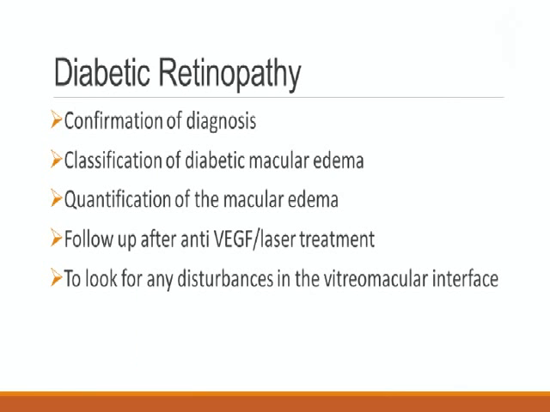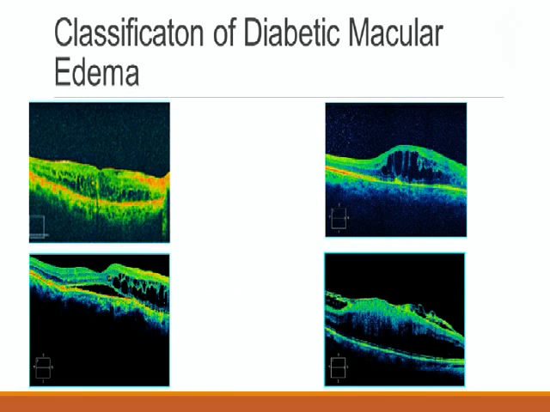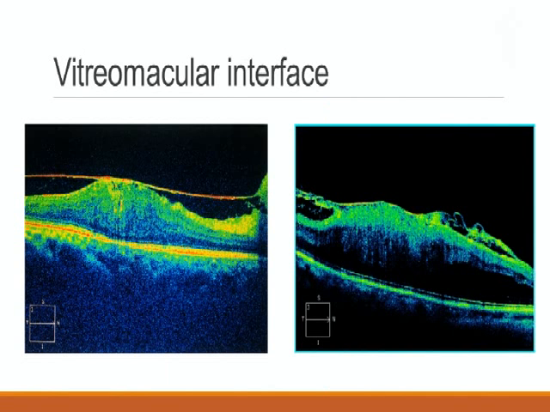In diabetic retinopathy, it helps us to confirm the diagnosis of diabetic macular edema. It helps us to classify the diabetic macular edema, quantify the macular edema, and follow up the patient after anti-VEGF or laser therapy. It also helps us to look for any disturbance in the vitreomacular interface. Like in this slide, we can see spongiform edema, cystoid macular edema, neurosensory detachment, and a vitreomacular interface disturbance like an ERM. Here we can see 2 types of vitreomacular interface disturbance, like a thickened posterior hyaloid and an ERM.